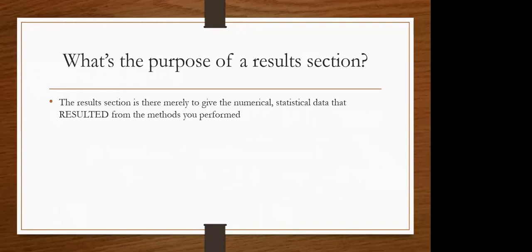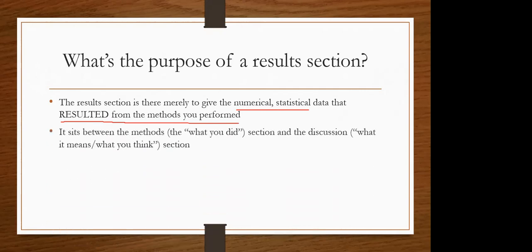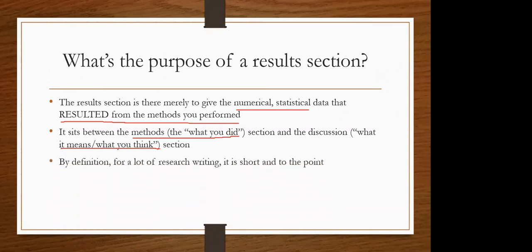It's there to give you strictly the numerical statistical data. If you remember back to exam one, we talked about that a little bit: it's there just to give you the very basic numerical data from the methods and the data analysis that you performed. It sits between the methods, which is what you did, and the discussion, which is the what-you-think section. A lot of research writing is really short and to the point.